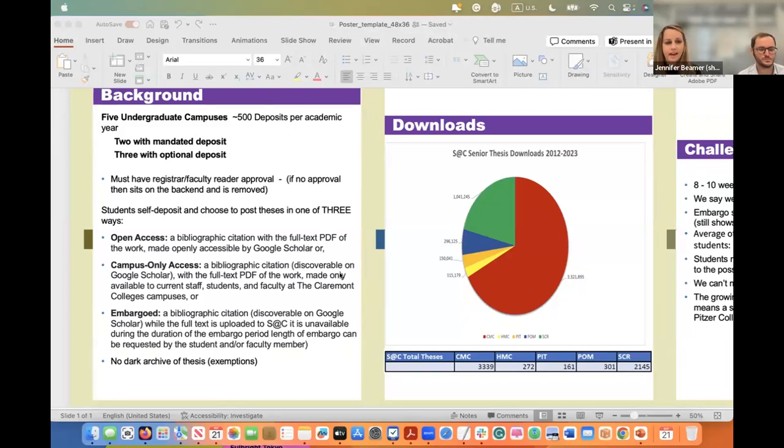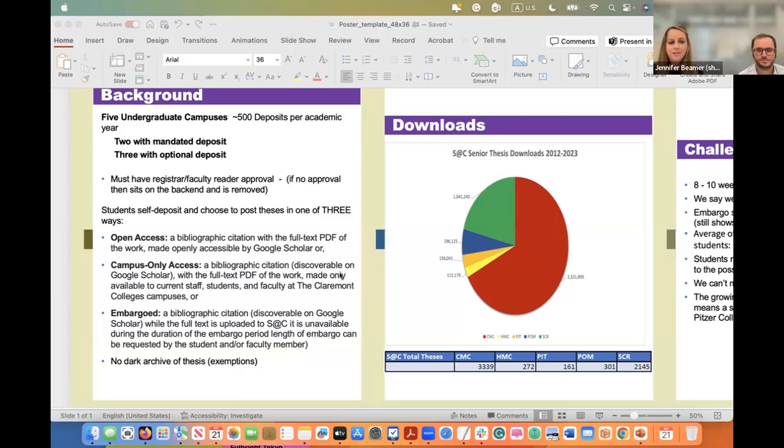Or campus only access, which means they would have to be a current faculty, student, or staff to access the work. They would be able to see that there is a PDF, but they cannot download it. And then finally, embargoed. And this, of course, is just the bibliographic citation or metadata. If you use Digital Commons, they reach a button that says you can't download this until a certain time and date that has been set by them or by us in the workflow.